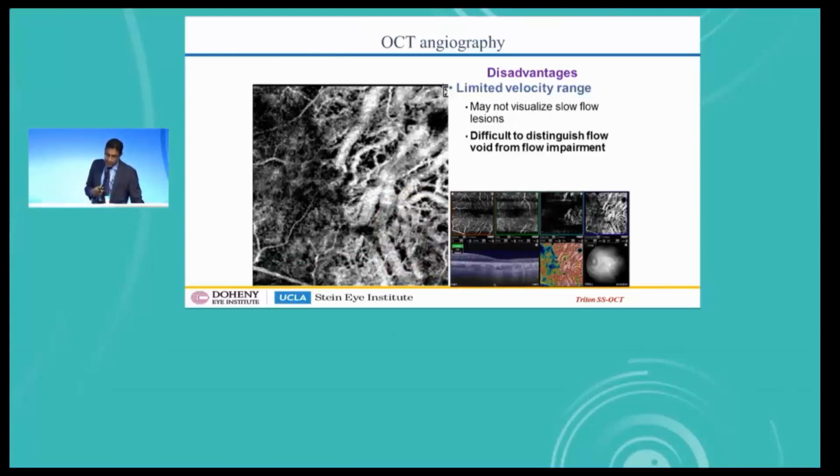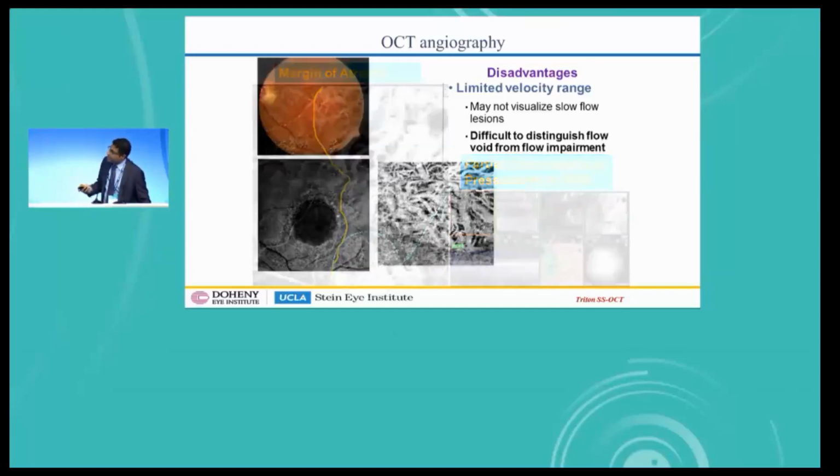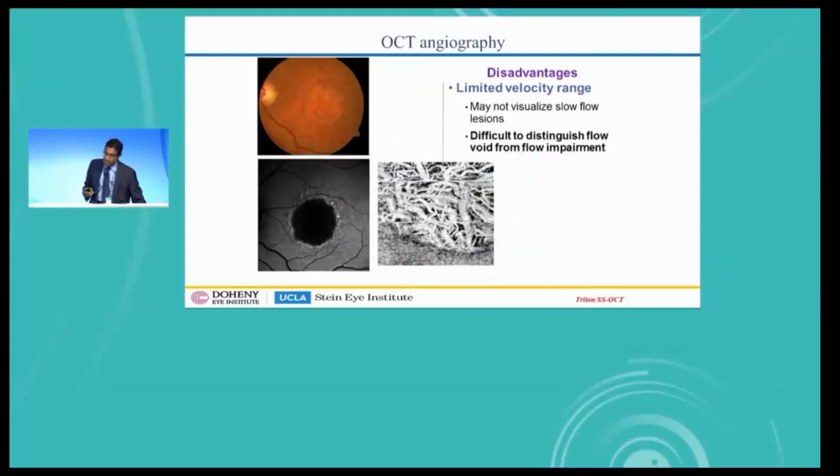Another example of where the limitation of the velocity range manifests itself is in patients with GA. This is a patient with geographic atrophy, and you can see the margin of the atrophy here, and you can see in the area where there is atrophy, the loss of the RPE and the choriocapillaris has allowed us to see the flow signal in the choroid much better. We can also see that there are areas where there is partial preservation of the choriocapillaris, which Giovanni Staurenghi has pointed out is a difference between atrophy in AMD versus Stargardt's, where you really don't have any preservation of the choriocapillaris.